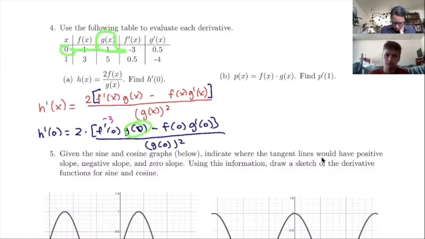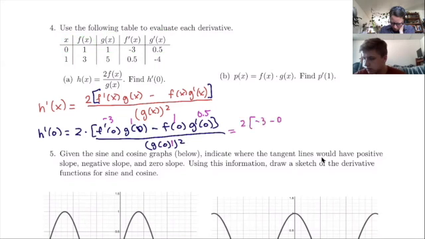What is g of 0? So I'm still at 0. So we get 1. F of 0 is also 1. And g prime of 0 is 0.5. We already did g of 0 is 1. So our final answer would be 2 times -3 minus 0.5.